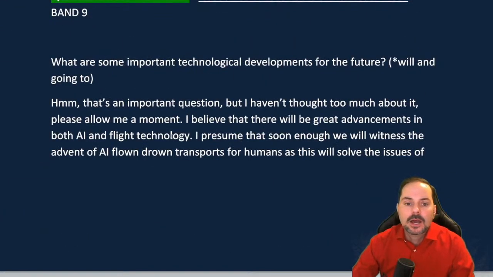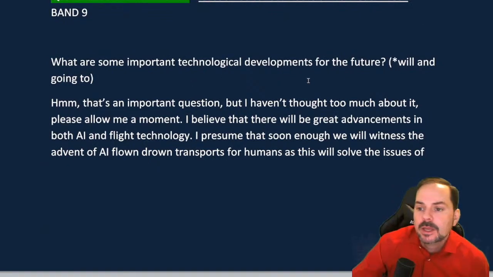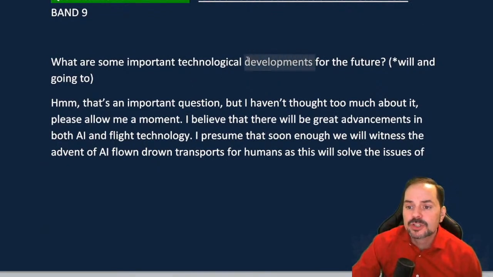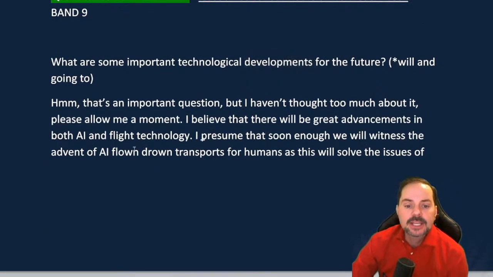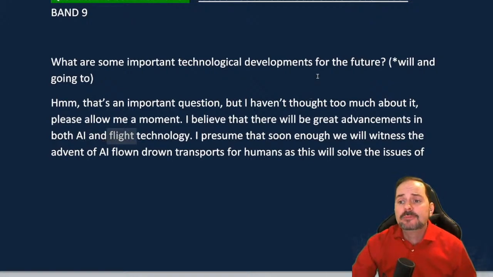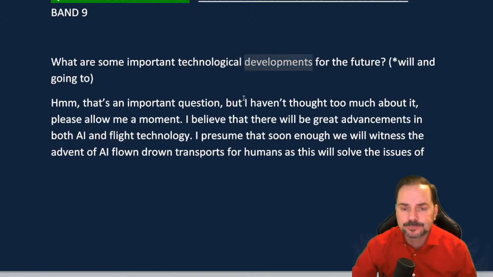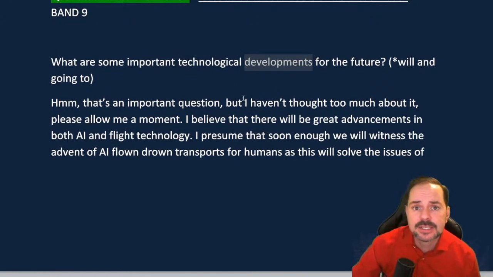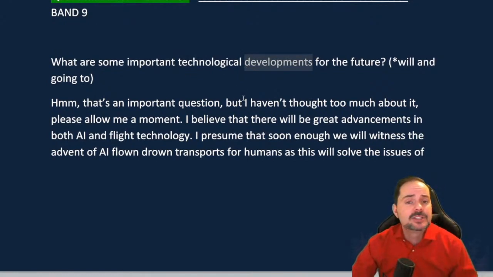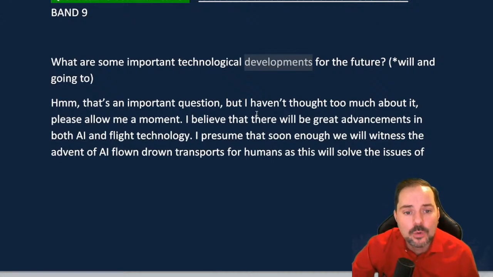Okay, now developments is plural, so we need at least a couple. And here I'm combining AI and flight. So development and AI and flight. When you have a plural like developments, you want at least two, okay? So I think unsaid medicine and space exploration. So ideally you want to think about at least two and think about why, right? Always answer that why question.